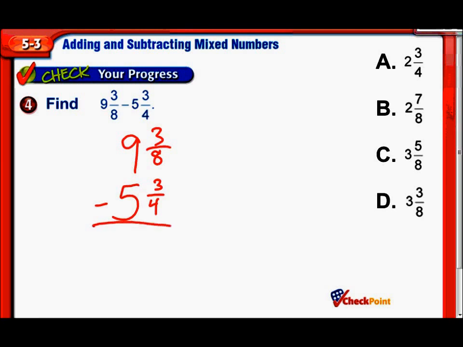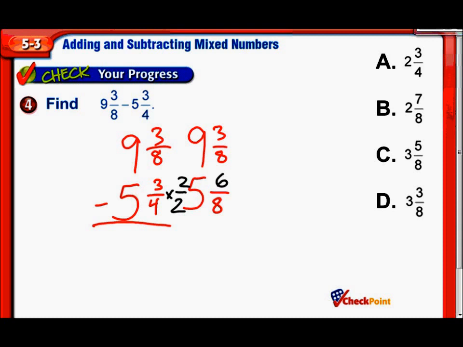First problem seems to be I don't have like denominators. So let's see, the LCD, the least common denominator, for 8 and 4 would be eighths. All right, so this is still 9 and 3/8, but now I'm going to make this into eighths. So how would I do that? Well, I have to multiply the 4 by 2, so I need to multiply the numerator by the same thing, and 3 times 2 is 6.